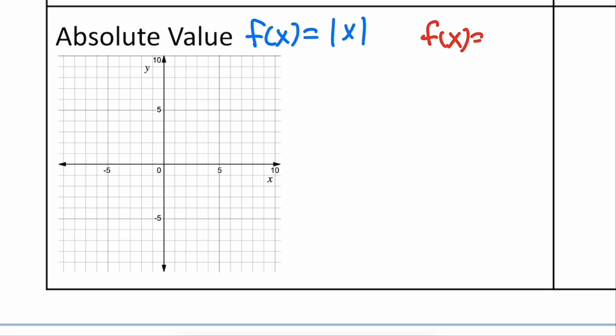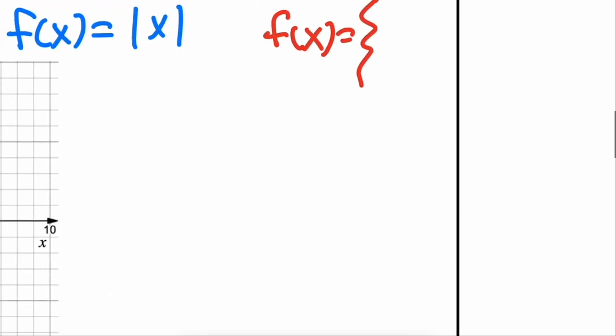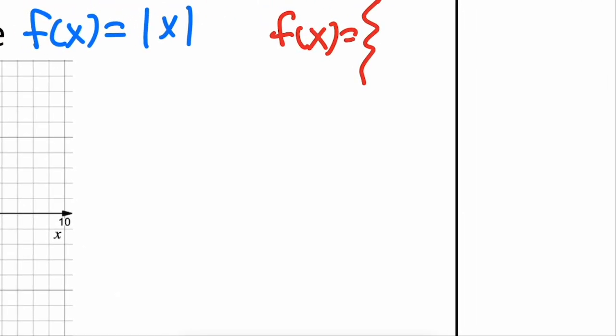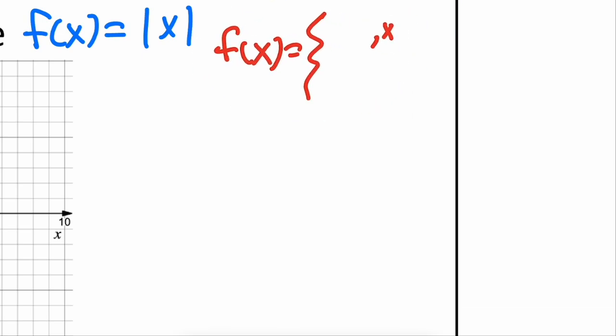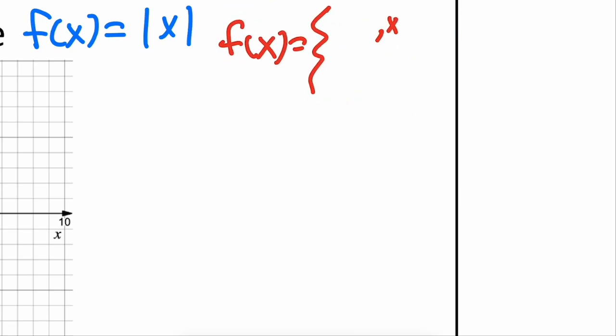F of x equals, technically an absolute value is a piecewise function. What I mean by that is that if I plug in a negative, I have to do one thing, but if I plug in a 0 or a positive, I have to do something else. So it actually can be broken down into two sections. If x is less than 0, if I plug in a negative, I have to switch its sign. So that's why that piece is negative x.